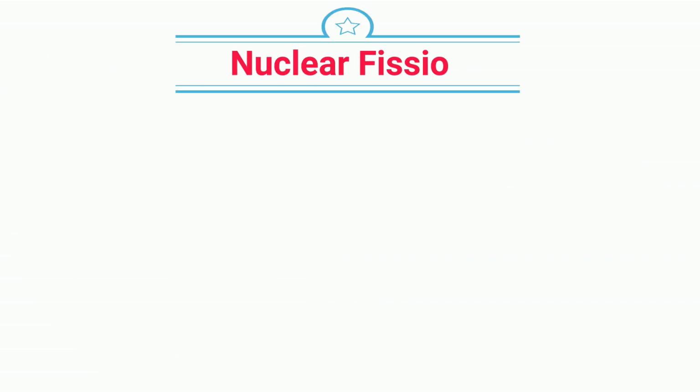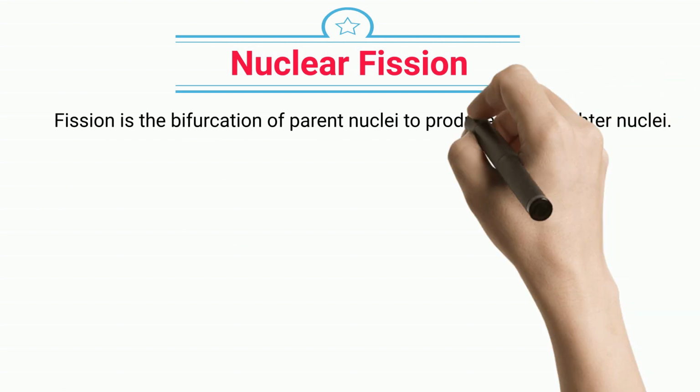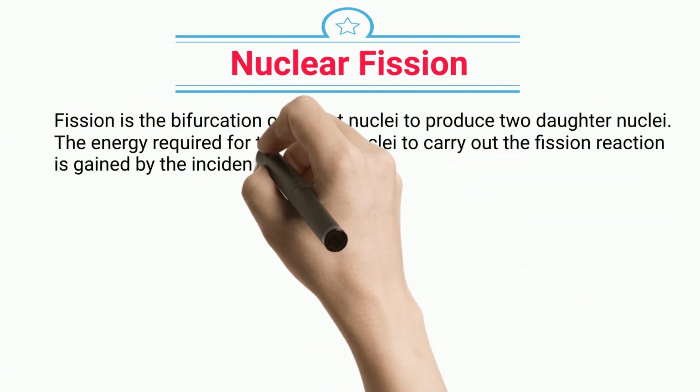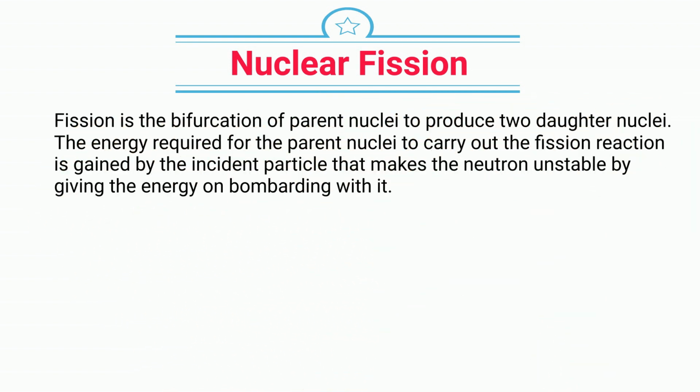Nuclear fission. Fission is the bifurcation of parent nuclei to produce two daughter nuclei. The energy required for the parent nuclei to carry out the fission reaction is gained by the incident particle that makes the nucleus unstable by giving the energy on bombarding it.